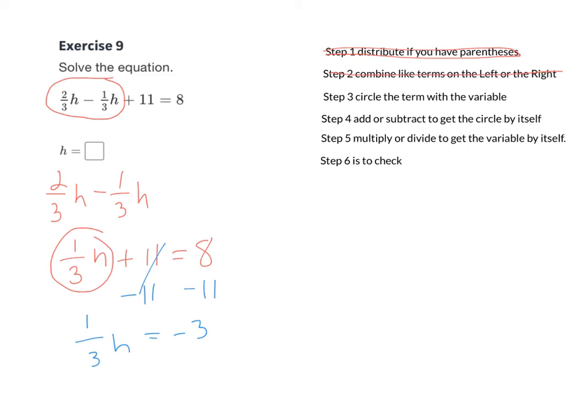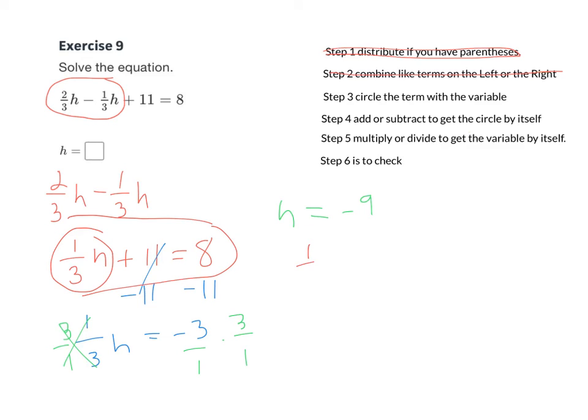And then, this is a fractional coefficient. Remember when we did those? To get rid of a fractional coefficient, the easiest way to do that is multiply by the reciprocal. And so the reciprocal is 3 over 1. Okay? That's going to give us h is equal to negative 9. Now all we have left to do is check it. And I'm going to actually come in here, and I'm going to check it from this equation.